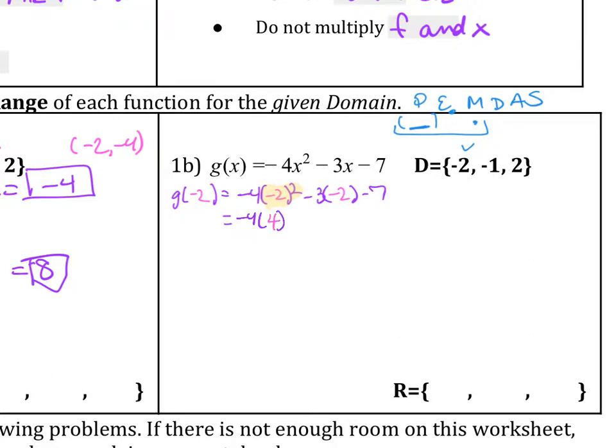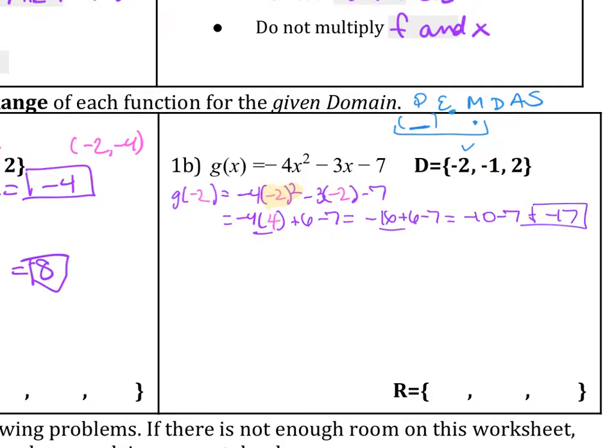Please don't multiply that. So it's negative 4 times a positive 4. Then we have negative 3 times negative 2. That becomes a positive 6 and minus 7. So this is a negative 16 when I multiply that out, plus 6 minus 7, or negative 16 plus 6, that's negative 10 minus 7. So the answer is negative 17.